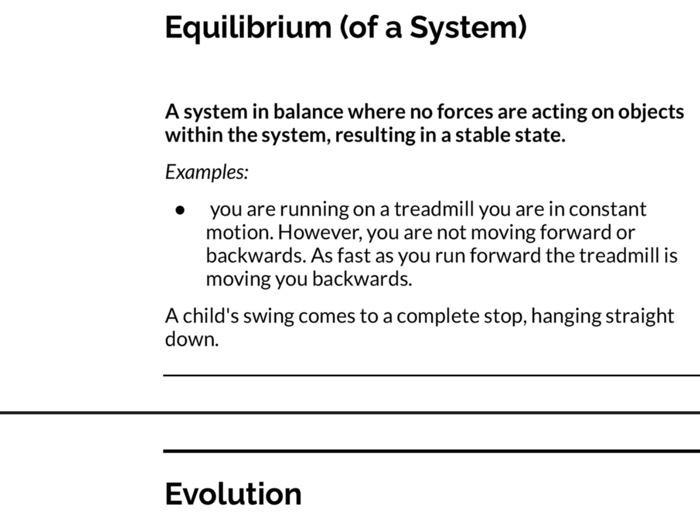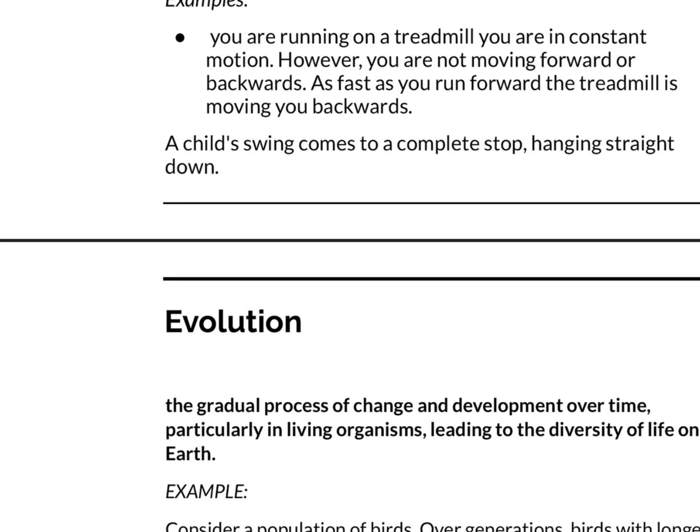Equilibrium of a system: a system in balance where no forces are acting on objects within the system, resulting in a stable state. For instance, you're running on the treadmill, you're in constant motion. However, you're not moving forward or backwards, because as fast as you run forward, the treadmill is moving backwards. Another example: a child's swing comes to a complete stop, hanging straight down.